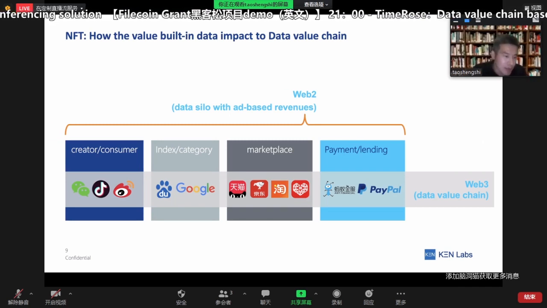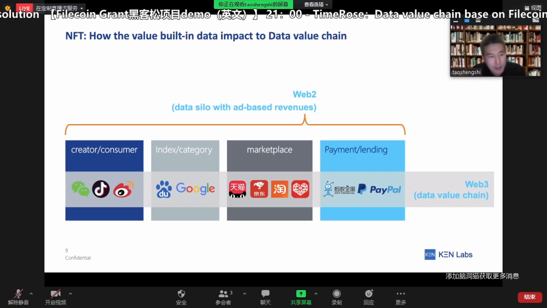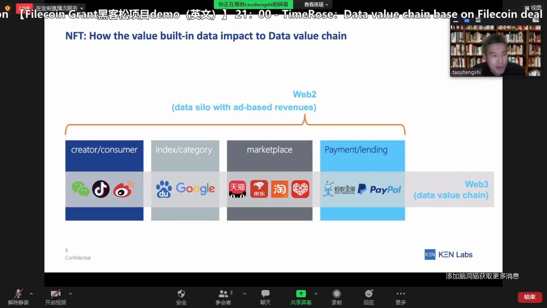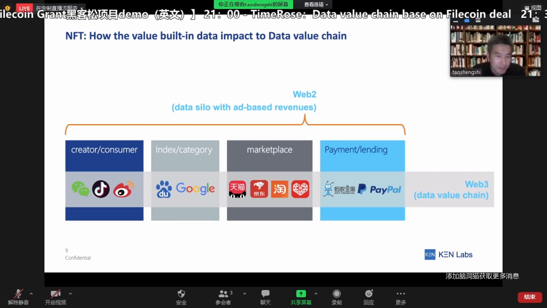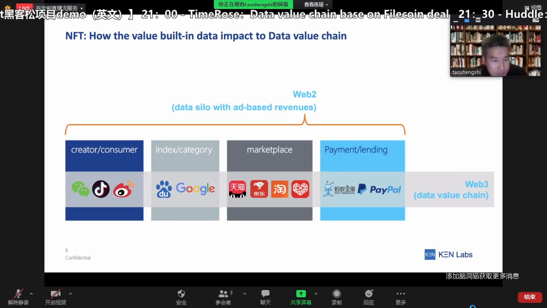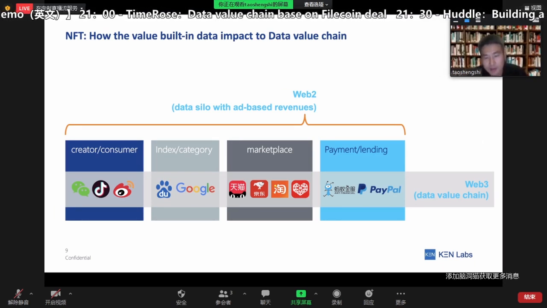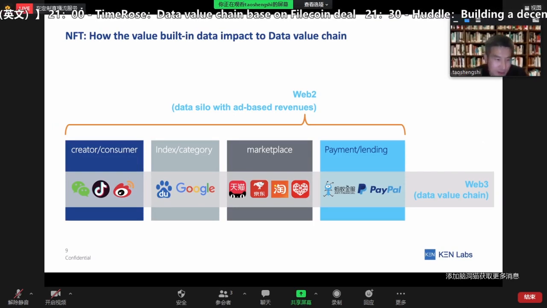Components. The first one is creator and consumer, which you can see as supplier and consumer. The next one is index and category. The third one is marketplace. The fourth one is payment and lending.